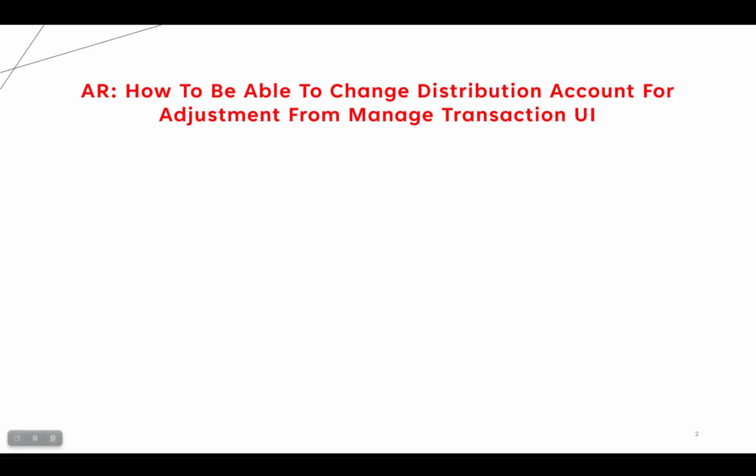First of all, in AR, as in Account Receivables, how can users change the distribution account for an adjustment? As you know, an adjustment is an adjustment action at the AR transaction level on the user interface, the UI, for AR transactions. How do we allow the users to change the distribution for these transactions?